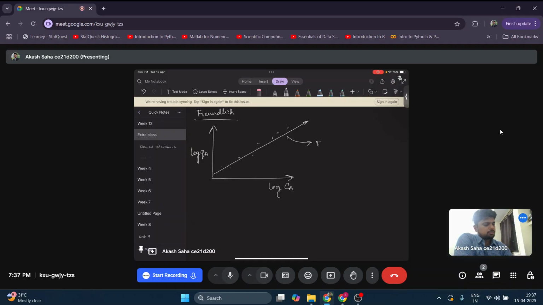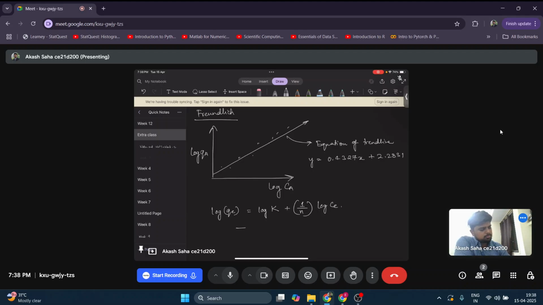So the equation of the trend line will be nothing but y is equal to 0.4327x plus 2.2831. Okay, very easily we can get it. And what is the general equation? The general equation is log QE is equal to log K plus 1 by n log C.